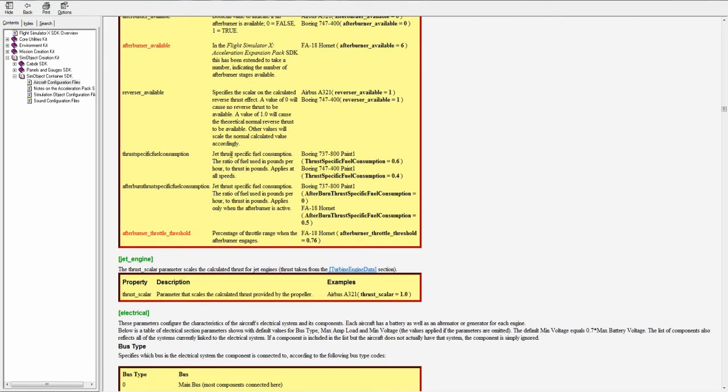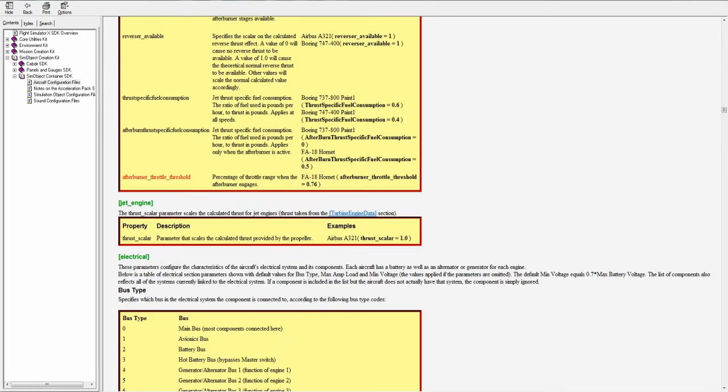We also have thrust-specific fuel consumption. Jet thrust-specific fuel consumption, the ratio of fuel used in pounds per hour to thrust in pounds. This applies at all speeds. And you also have that repeated again for an afterburner. And then the last one you have is afterburner throttle threshold. This is the percent of the throttle range where the afterburner engages. On the default Hornet, that's 0.76 or 76%. So if you have 75% throttle set, you have your full engine power, but no afterburner. The second you cross into 76%, afterburner engages.